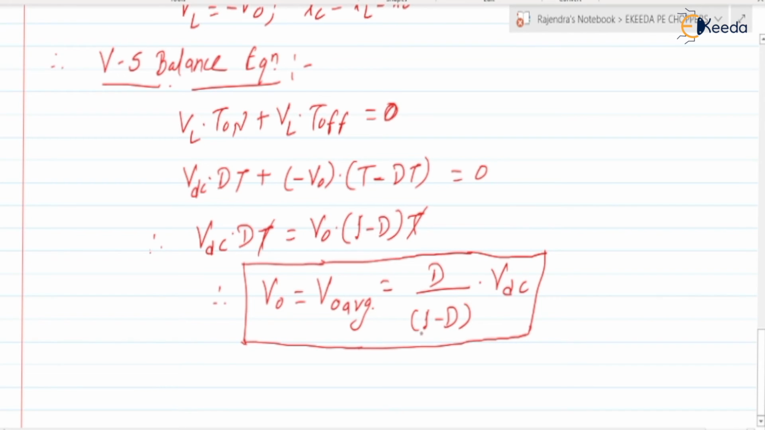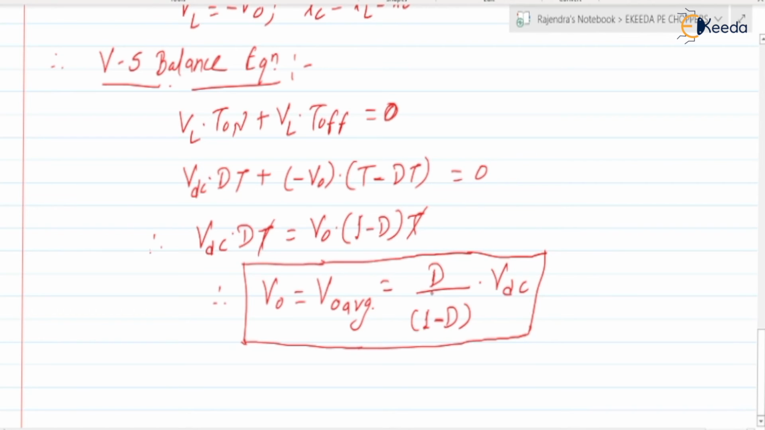Means if the duty cycle is less than 0.5, suppose it is 0.25, then if the duty cycle is 0.25, it is like 0.25 upon 1 minus 0.25, so it is like 0.25 by 0.75.